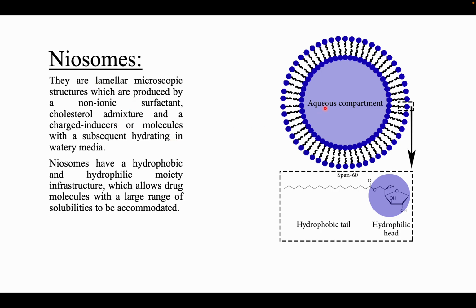Why do we use non-ionic surfactant, cholesterol, and charge inducers in the preparation of niosomes? As you can see in this picture of a niosome, this is the tail of the non-ionic surfactant and this is the head. The head part of the niosome is the hydrophilic part. As we discussed, non-ionic surfactants are used in the preparation of niosome. This is the hydrophilic part of the non-ionic surfactant, and this is the hydrophobic, or lipophilic, part. It is the tail, and it is the head of the non-ionic surfactant.